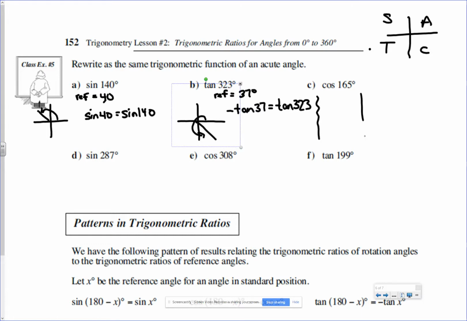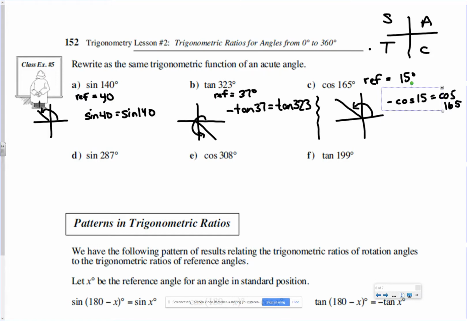If I look at cosine of 165, that's in that quadrant. So I have a reference angle here of 15 degrees. So going through this, in that quadrant, sine is positive, so this is going to be a negative cos of 15 degrees, which would give us the same answer as cos of 165.